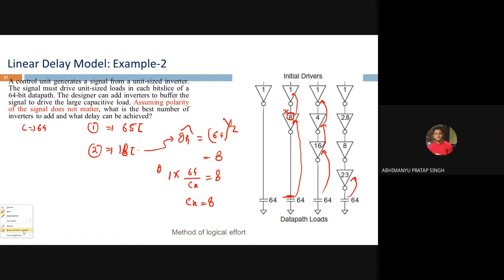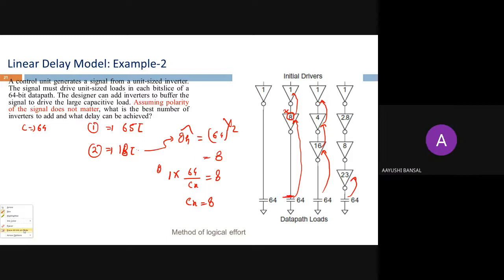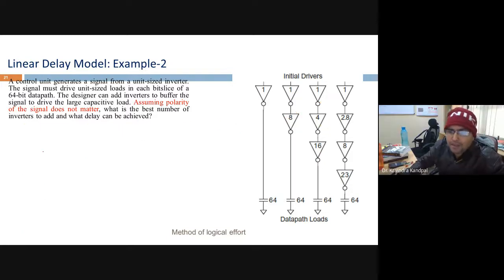You're getting this point now? So now, can you compare? I'm giving you the 4 cases: case number 1, case number 2, case number 3, case number 4.